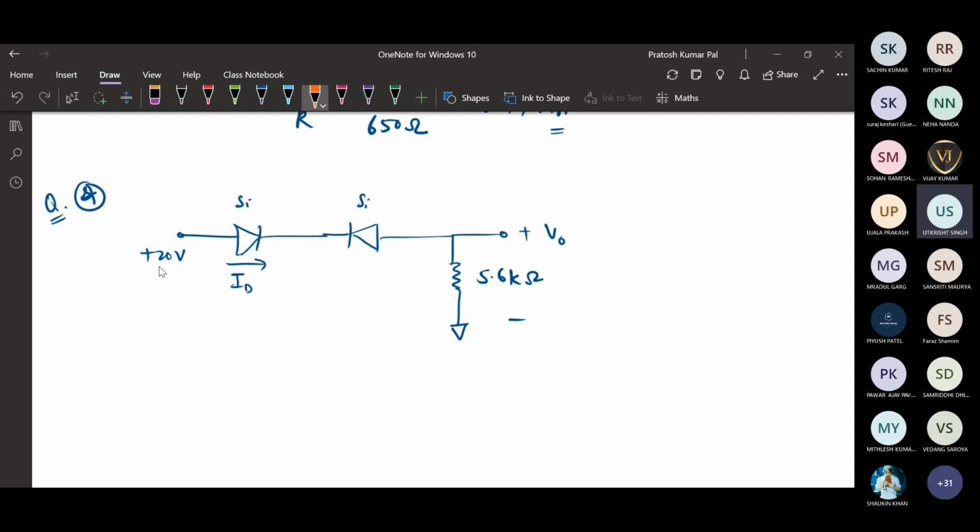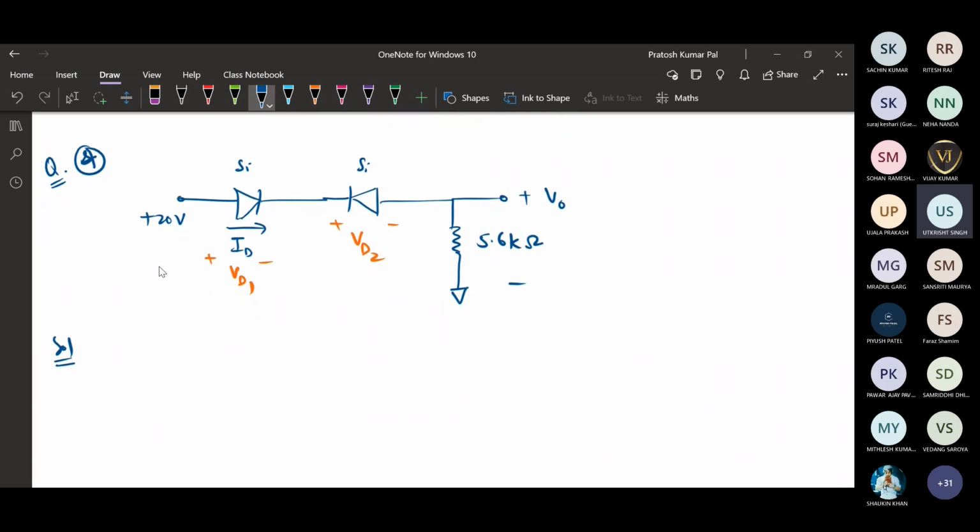and the voltage drop across this, suppose it is VD2, and the voltage drop across this diode is VD1. So here we need to find out what will be VD1, what will be VD2, what will be the voltage across the resistor, and what will be the current ID flowing through this component. Okay, so these are the points we need to find out.